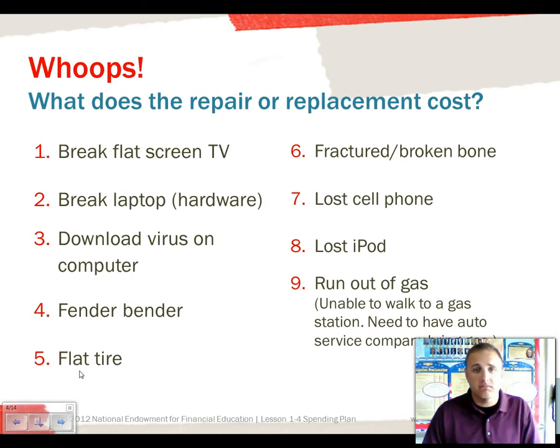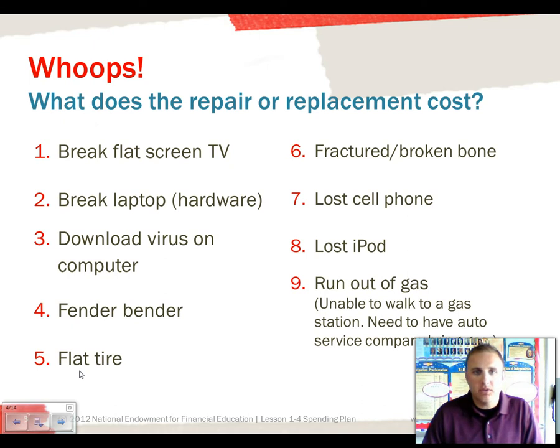A flat screen TV is not cheap. Your laptop could be a very big cost to you. Imagine you're sitting in your dorm next year in college and you're writing a paper, and the next thing you know, your computer shuts down and your hard drive is zapped. That is a cost that we have to be willing to plan for, and one that we must be able to deal with at some point in time. Viruses on our computer, or a fender bender that we might be in. Even a flat tire can come up out of the blue, and the next thing we know, we're facing a $200 replacement bill from a given auto parts store.